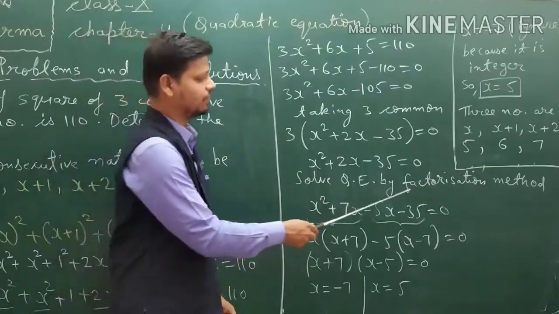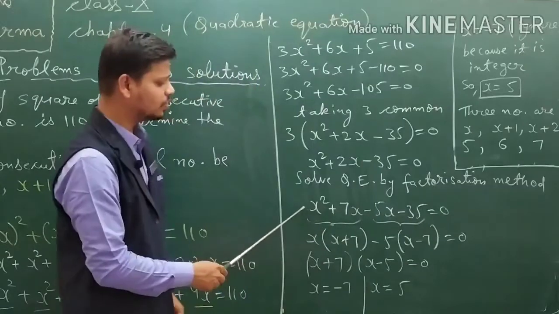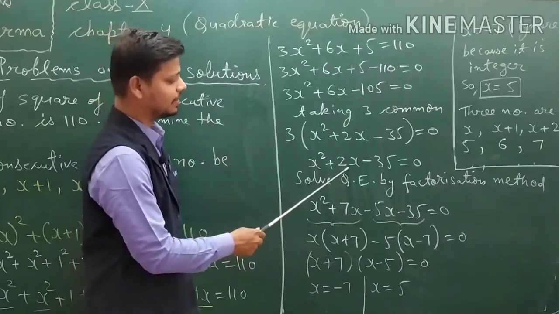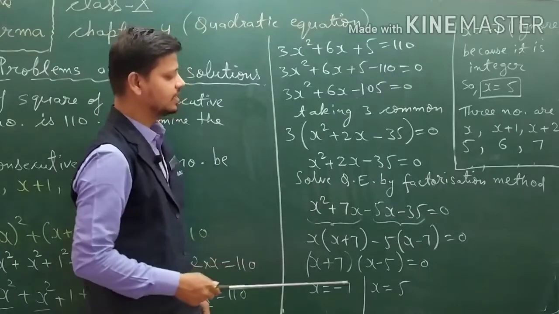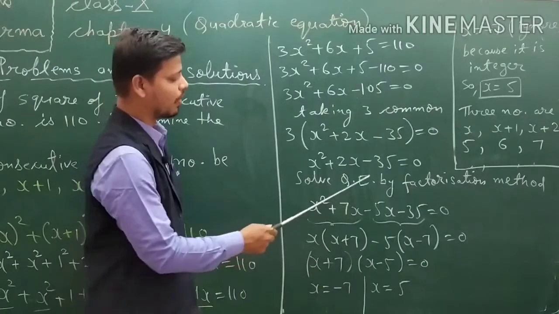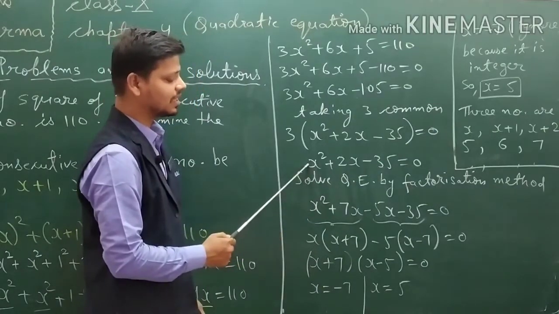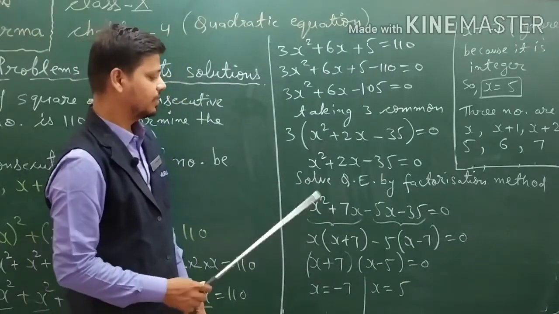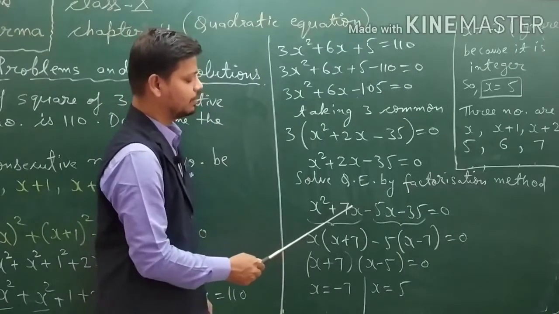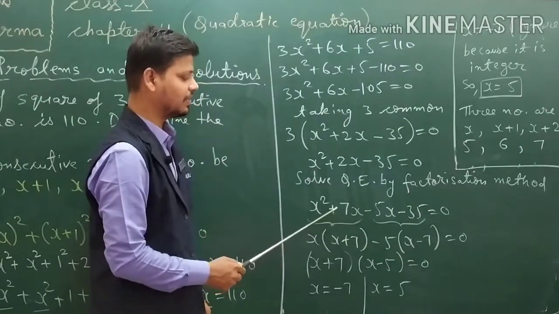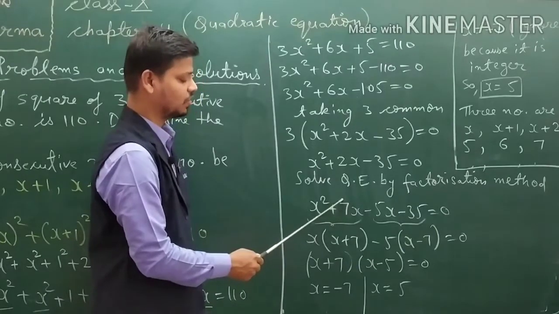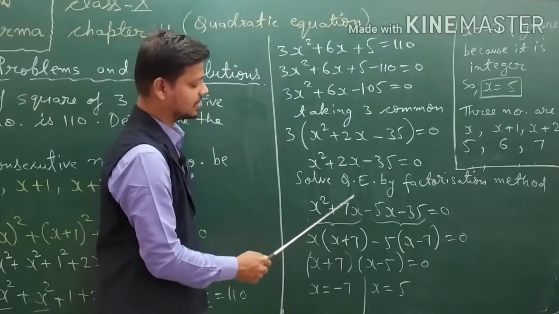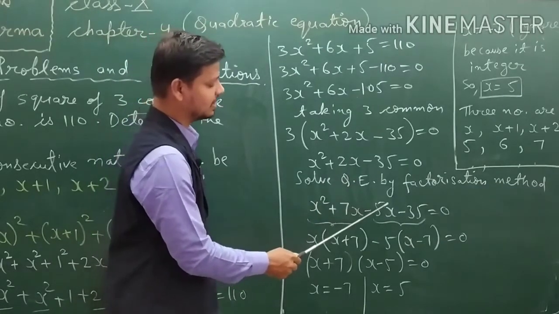I am using the factorization method here. As we discussed earlier, we have to split the middle term. And how to split the middle term? The product of two numbers is minus 35 and the sum of the two numbers is 2. So the two numbers are 7 and 5, because the product of these two numbers is minus 35 and the sum is plus 2. So you split the 2x into two terms, that is plus 7x and minus 5x.